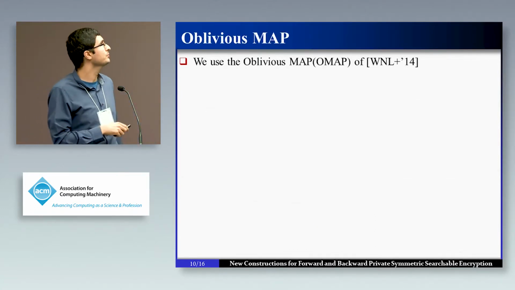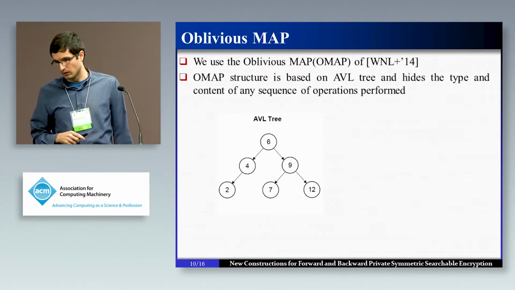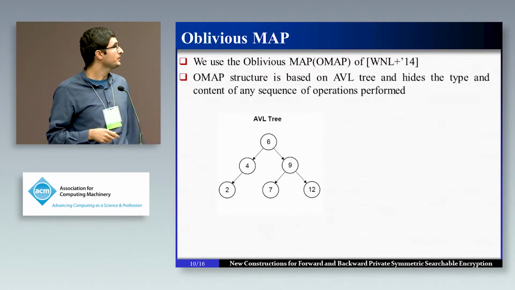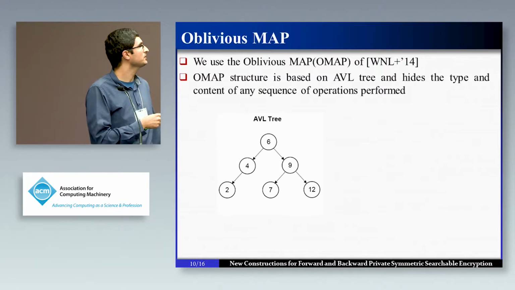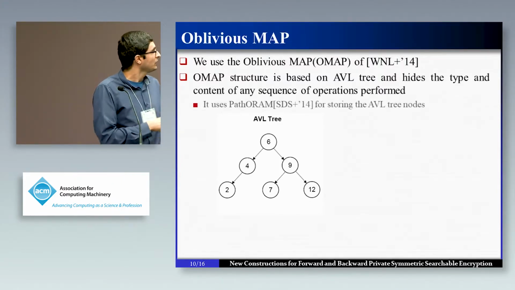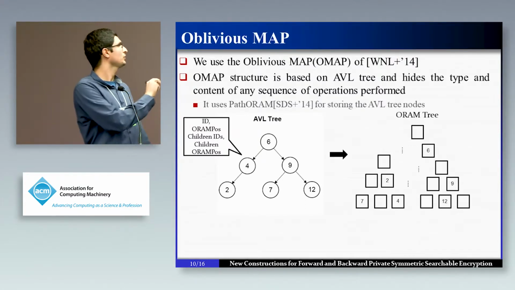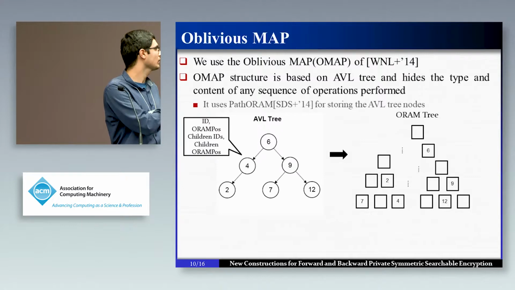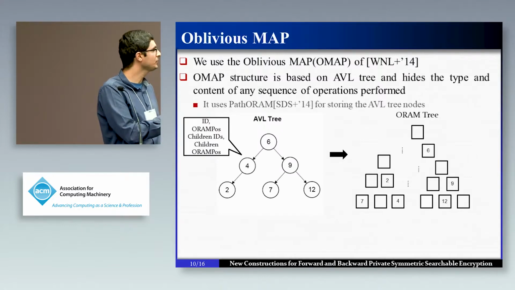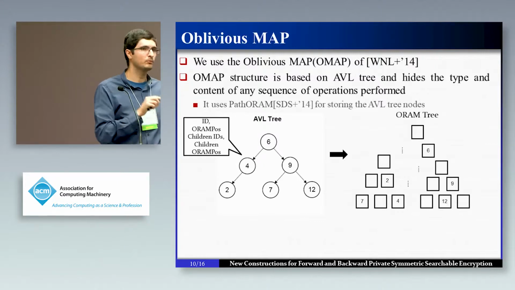We use the Oblivious MAP proposed by Wang et al. It is based on an AVL tree and hides any sequence of operations performed. It uses path-ORAM for storing AVL tree nodes. Each node contains some information such as ID, ORAM position, children IDs, and children ORAM positions.